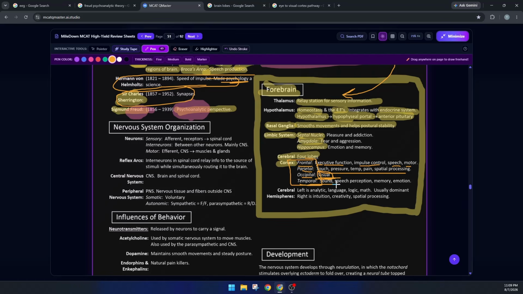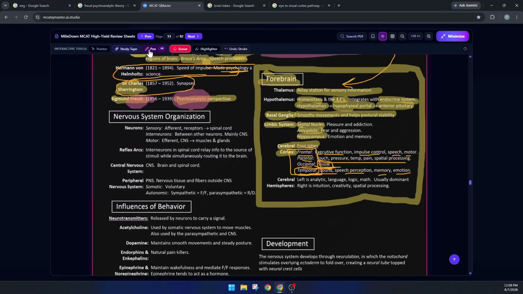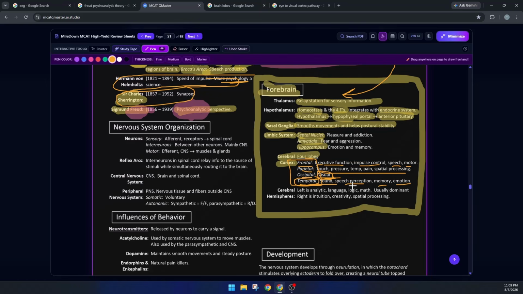And then now your temporal lobe has to deal with sound, speech production, memory, and emotion. So we studied a lot of temporal lobe in my undergraduate. So in sound, basically, in sound and speech perception, not production. Broca's area is actually here. So people might get confused because there's speech perception here, and then here just says speech.